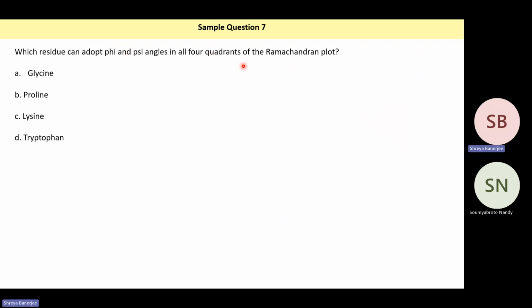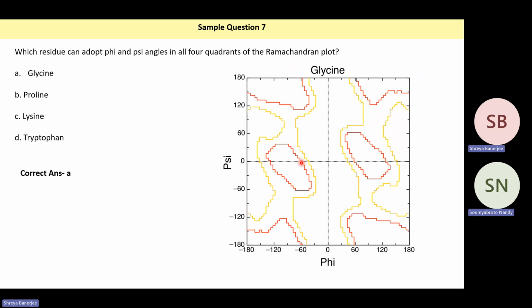Then this is the question: which residue can adopt phi-psi angles in all 4 quadrants of the Ramachandran plot? It's glycine, I think. Yes. So glycine, I discussed that 18 of the 20 amino acids have one particular Ramachandran plot. The exception is glycine and proline. Because glycine has the least steric hindrance, because its R group is hydrogen, it has the most area in the Ramachandran plot which is allowed, and hence it occupies all the 4 quadrants.